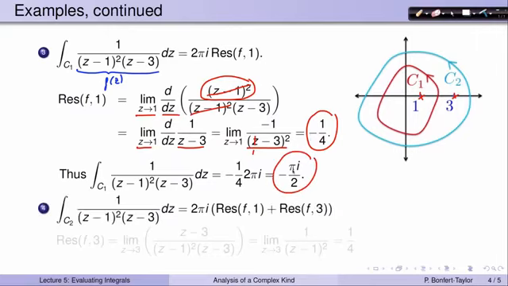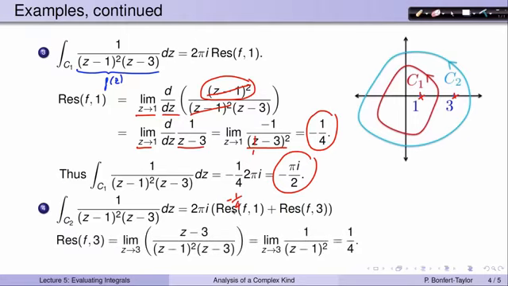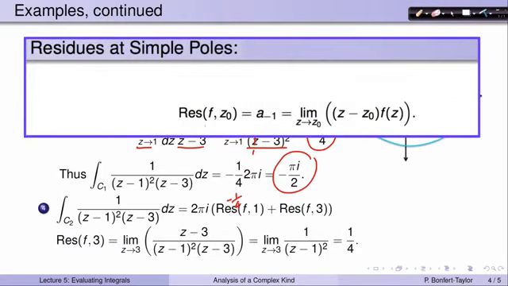Next, let's look at the other curve, the curve c2. This time we need to find the residue of f at 1 and the residue of f at 3 and add the two up. We already found the residue of f at 1, and that is equal to negative 1/4. Now we need to find the residue of f at 3. You notice that the function has a simple pole at 3, therefore we multiply by z minus 3, and then take the limit as z approaches 3. No need to take a derivative for a simple pole.